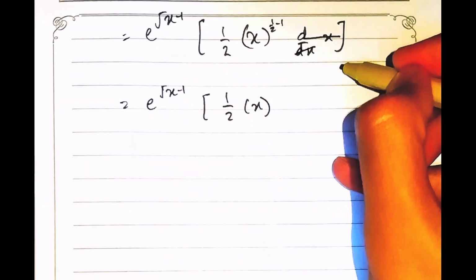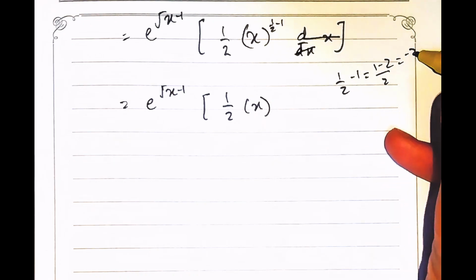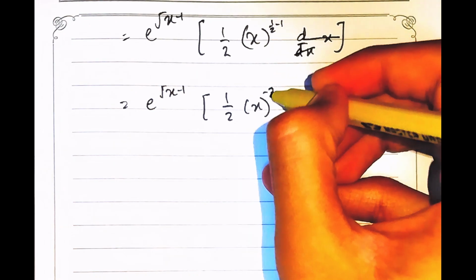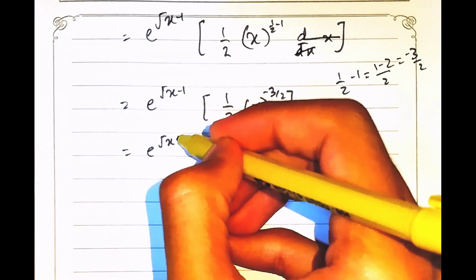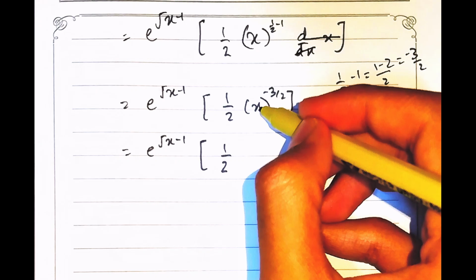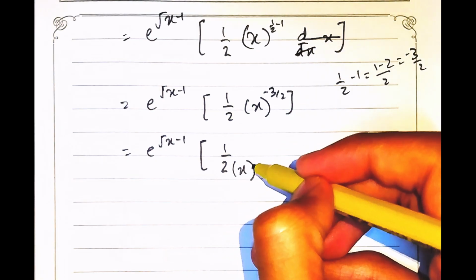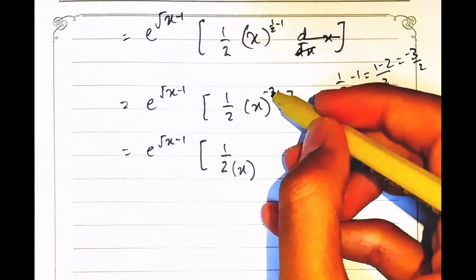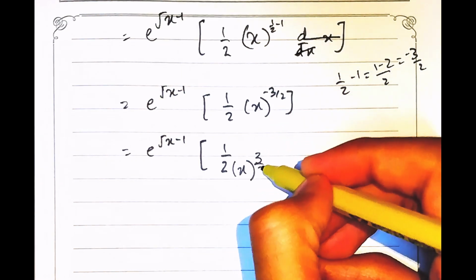Now 1 by 2 minus 1 will be equal to, 1 minus 2, minus 1 by 2, so we have negative 1 by 2. Then e^root(x minus 1) divided by 2. This x is present in the numerator, right? If I move it into the denominator, i.e. I'm taking the reciprocal of x, then this power will become positive, so I will have 1 by 2.